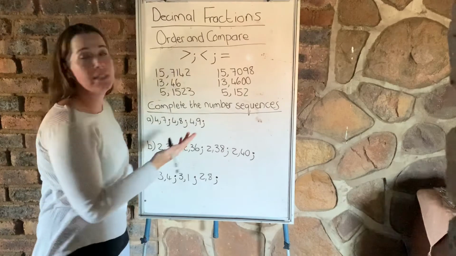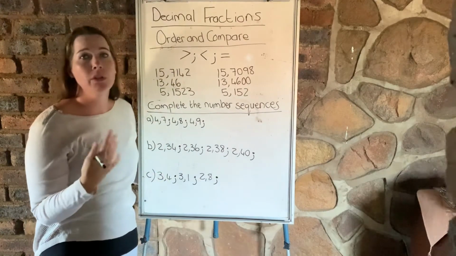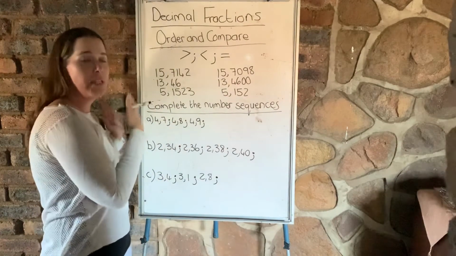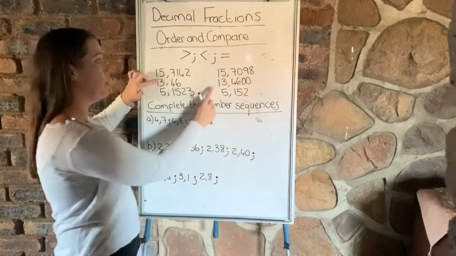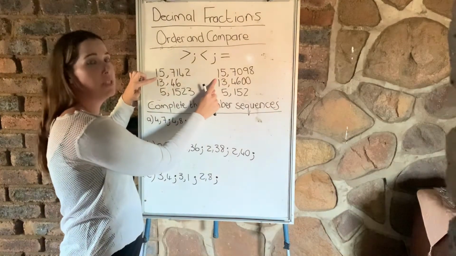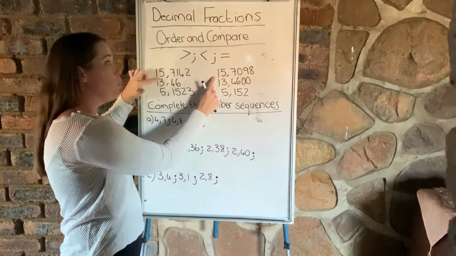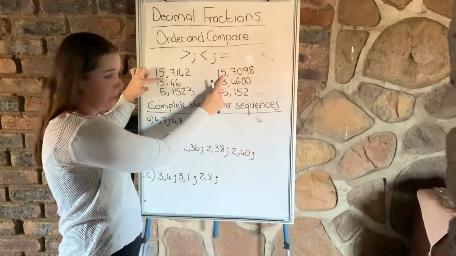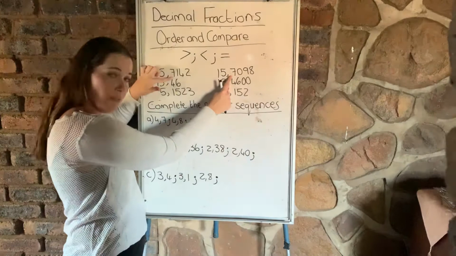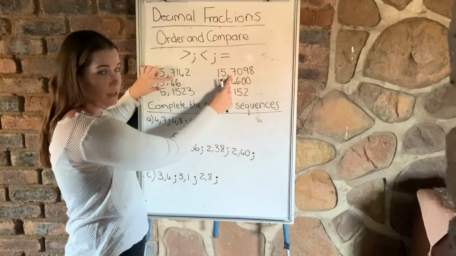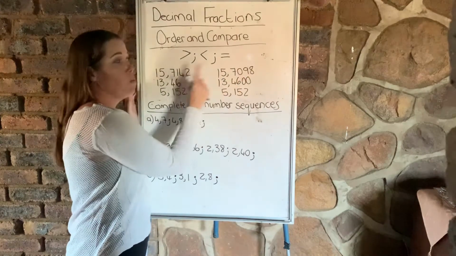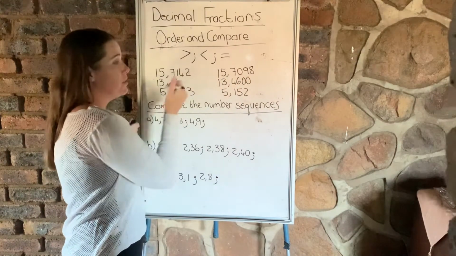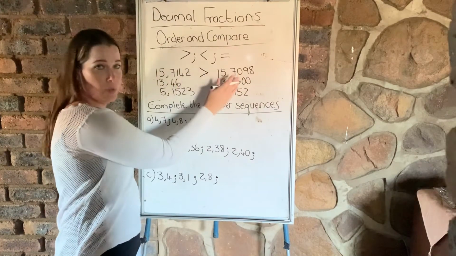Now when you're comparing decimal numbers, it's the same as comparing normal numbers. You start at the left and you compare them digit by digit. So if you look at the first one, they're both 1 and 1, so you have to go to the next digit. They're both 1 and 5, so you have to go to the next digit. Then they're both a 7, so they're still the same size. But when you go to the next digit, this one's a 1 and this one's a 0. 1 is bigger than 0, so this one is greater than that one.